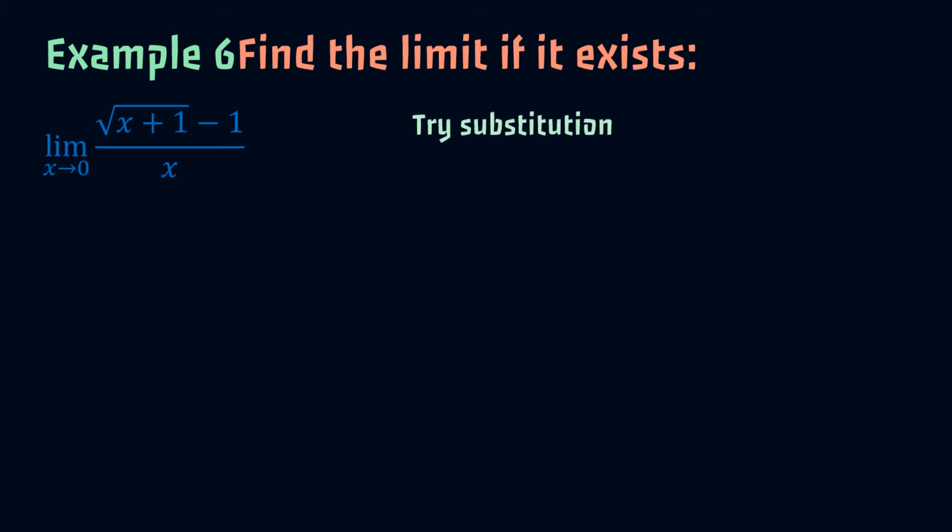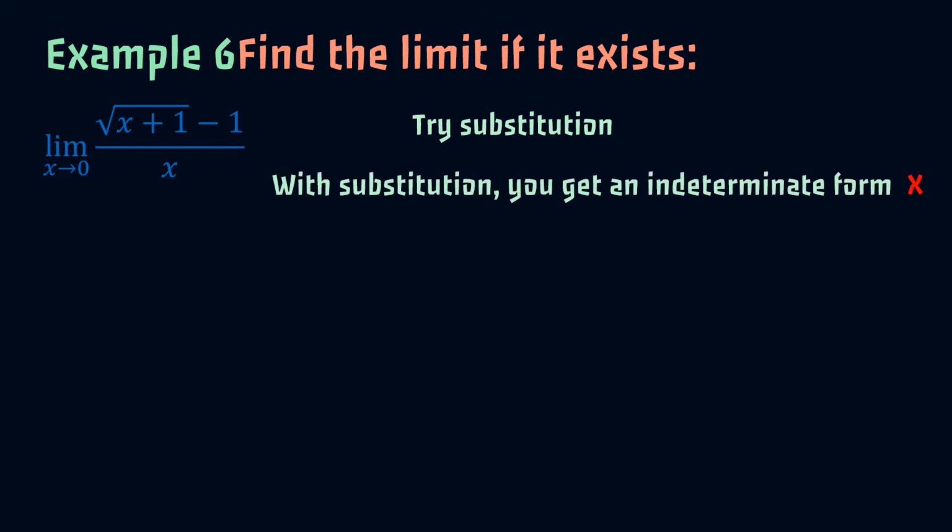So again, we try substitution. You replace the x by 0, and it will be 0 plus 1, which is 1. Square root of 1 is 1, minus 1 is 0, over replacing the x also by 0 will be 0 over 0. So again, substitution doesn't work because we get an indeterminate expression.